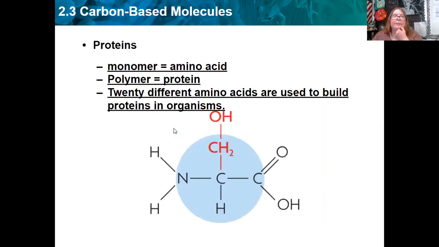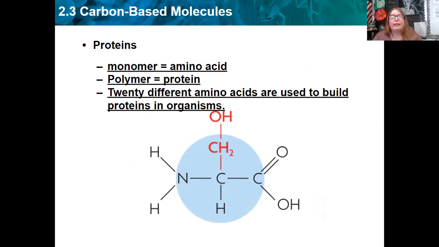Okay, proteins. The monomer is an amino acid and the polymer is a protein. There are 20 different amino acids used to build all the proteins. And what's interesting is all life on Earth uses the same amino acid code, like your DNA in a fish, DNA in a person, the same codes for the same protein.